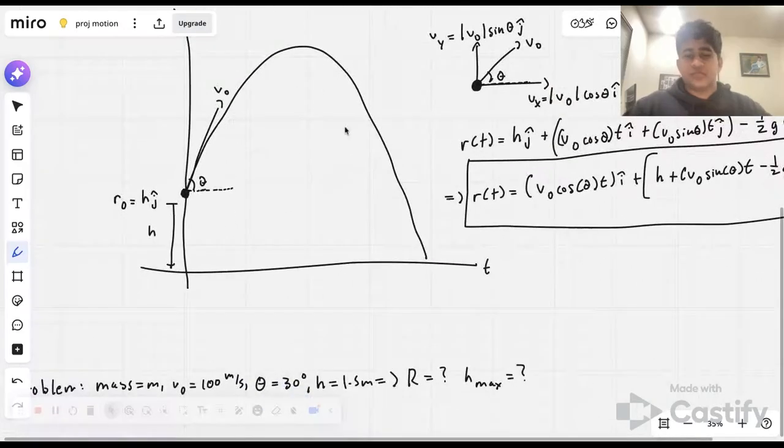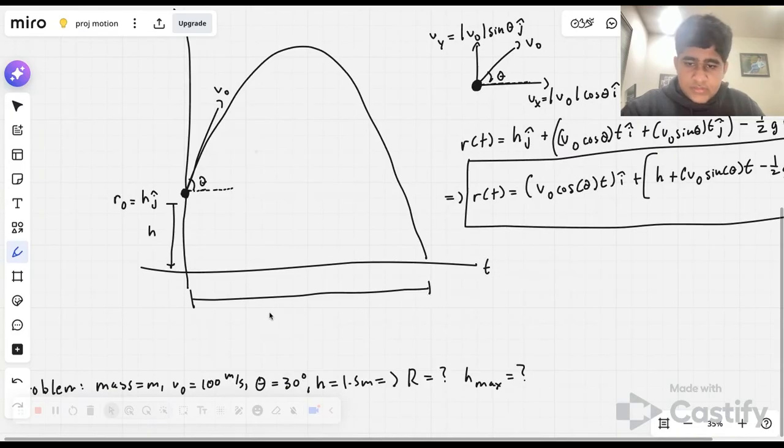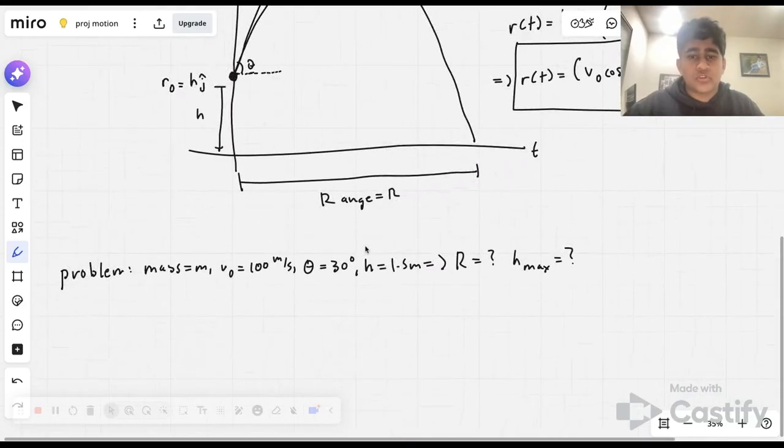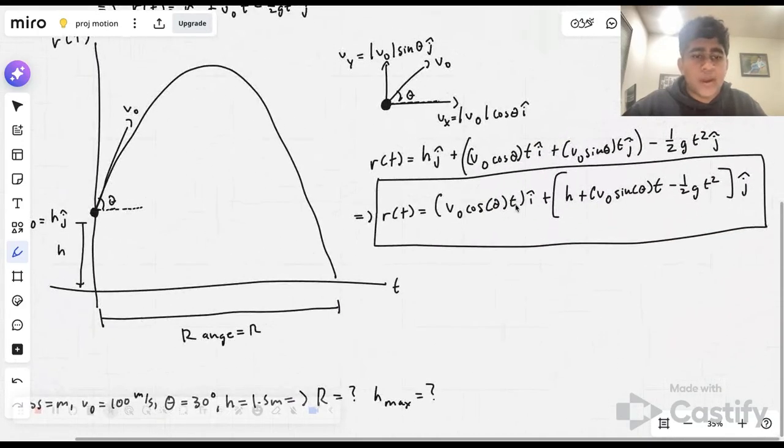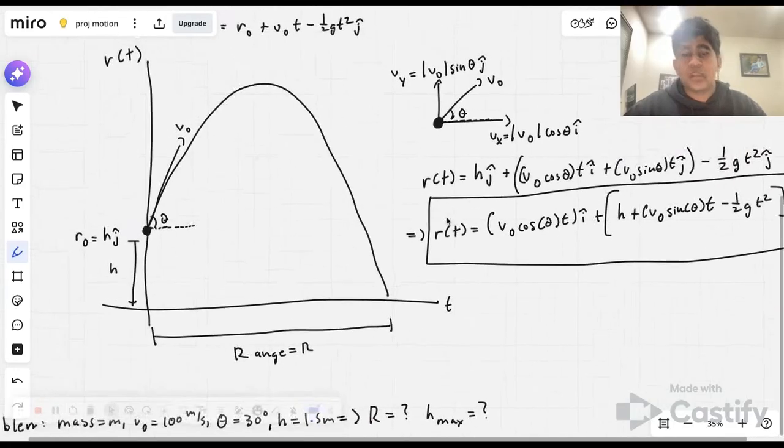Let's go back to this for a second. Our range is simply this. To find the range, we can find the time it takes over the whole path, and because range is in the horizontal direction, we can multiply that by v naught cosine theta. Height max is a little trickier.